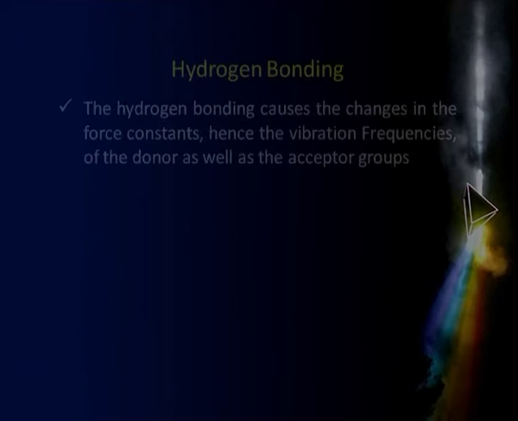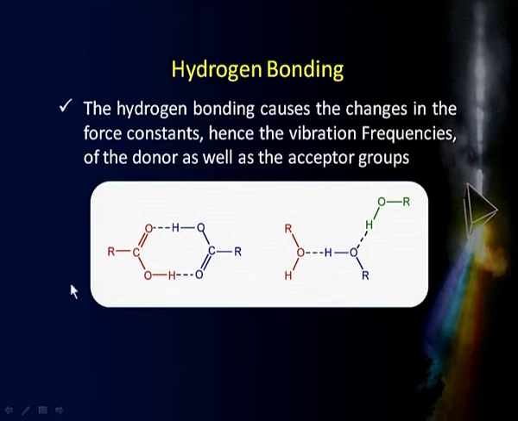Now, let me take what happens as a consequence of hydrogen bonding. Because of hydrogen bonding, the force constants of the bonds, that means the donor and the acceptor, get altered, and as a consequence the vibration frequency also changes. Let me take an example. Suppose this is a carboxylic acid. This is a very standard typical example to quote here, called dimerization of a carboxylic acid. So, let us see what is happening here in this case of dimerization.